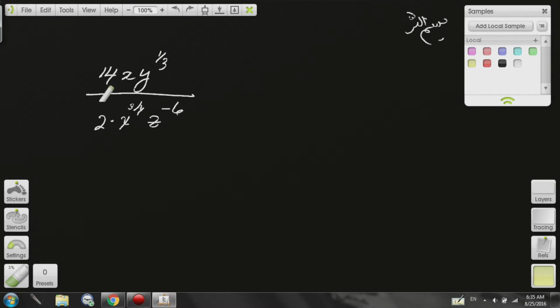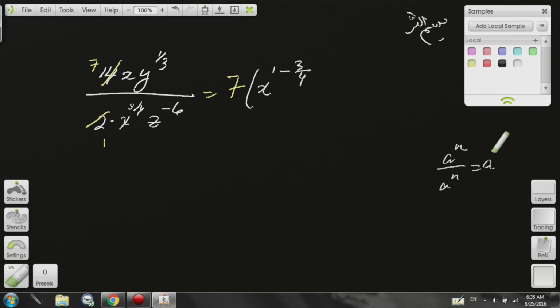You can just simplify the coefficients. 2 goes in there 1 time, 2 goes in there 7 times. So that becomes 7. Now this becomes x to the 1 minus 3/4. Subtract, that's a to the m over a to the n equals a to the m minus n, right? That's the x. Now, y just remains y to the 1/3. And z is a negative exponent, and there's no z on the top, right? So you just bring the z up over here. That becomes z to the 6th.